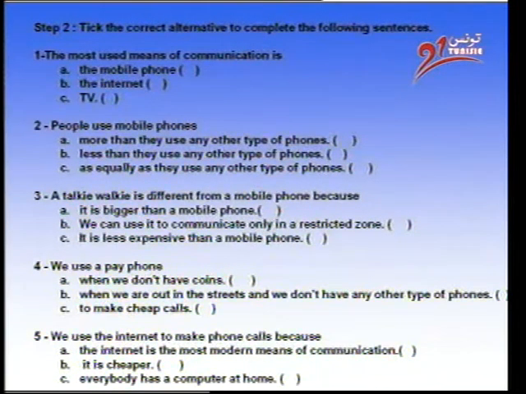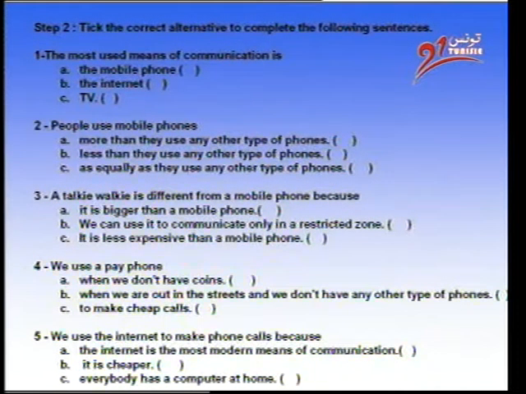Number 2, people use mobile phones more than they use any other type of phones, less than they use any other type of phones, as equally as they use any other type of phones. A talkie-walkie is different from a mobile phone because it is bigger than a mobile phone, we can use it to communicate only in restricted zones, it is less expensive than a mobile phone.